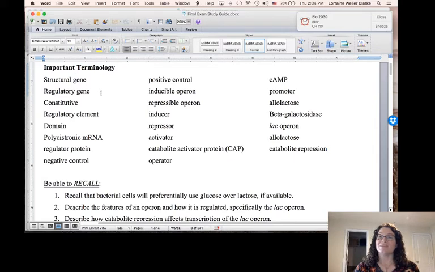What does it mean to have something be constitutive? Constitutive, remember, is when it's in its default position. What is its default position? And that has to do with the inducible and repressible genes, okay? Inducible, a positive inducible means that it's always on. A positive repressible means it's always on. A positive inducible means it's always off, okay?